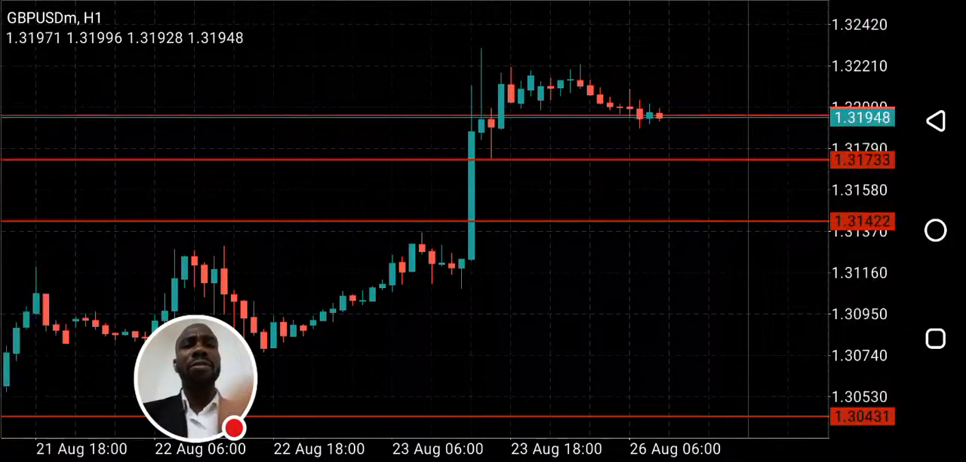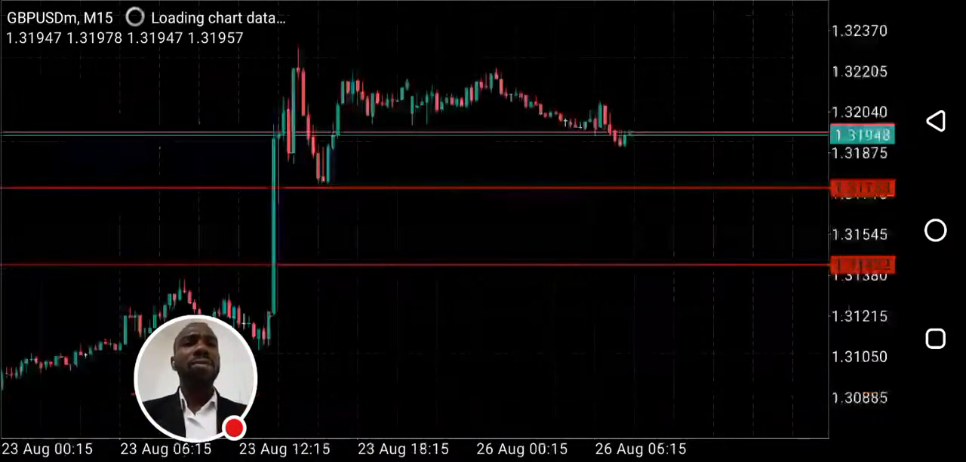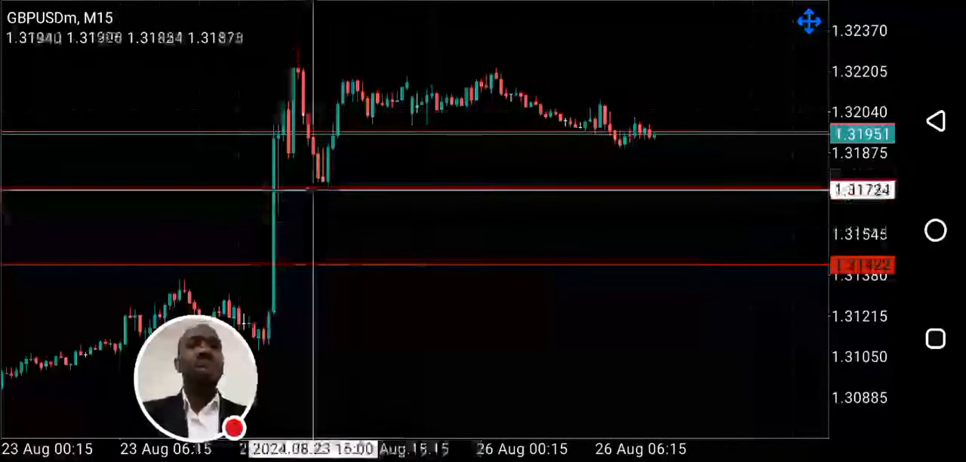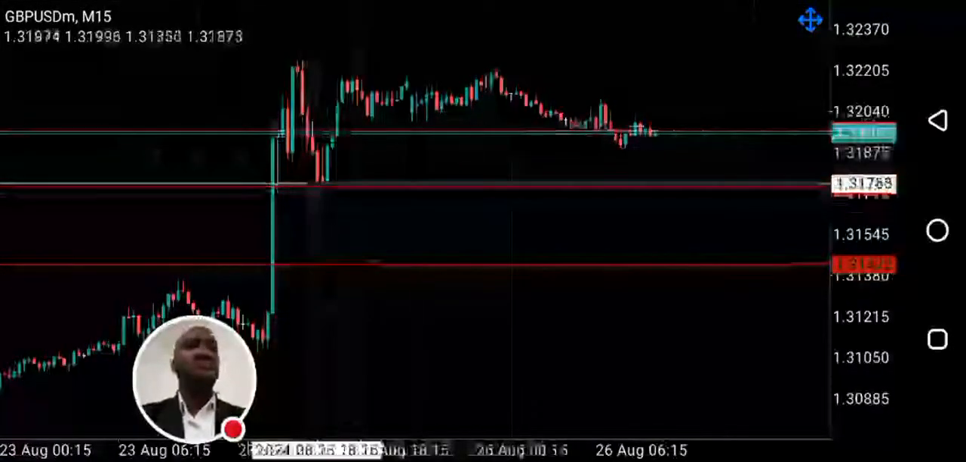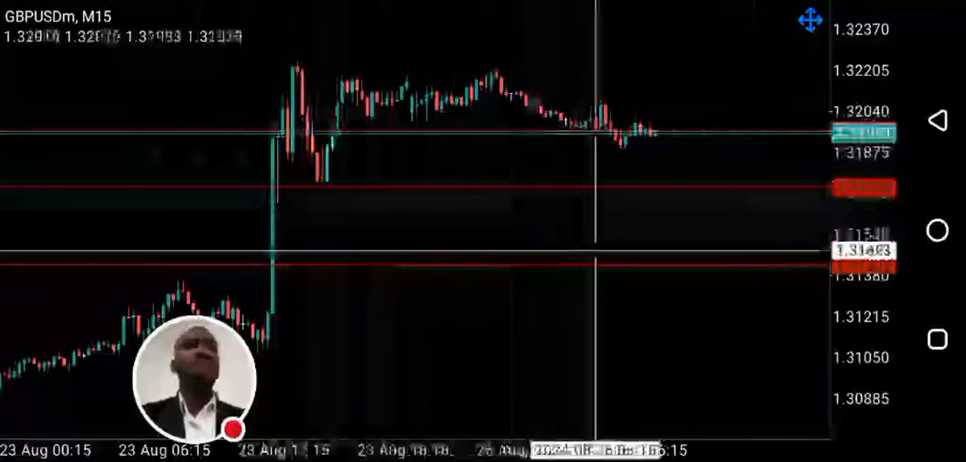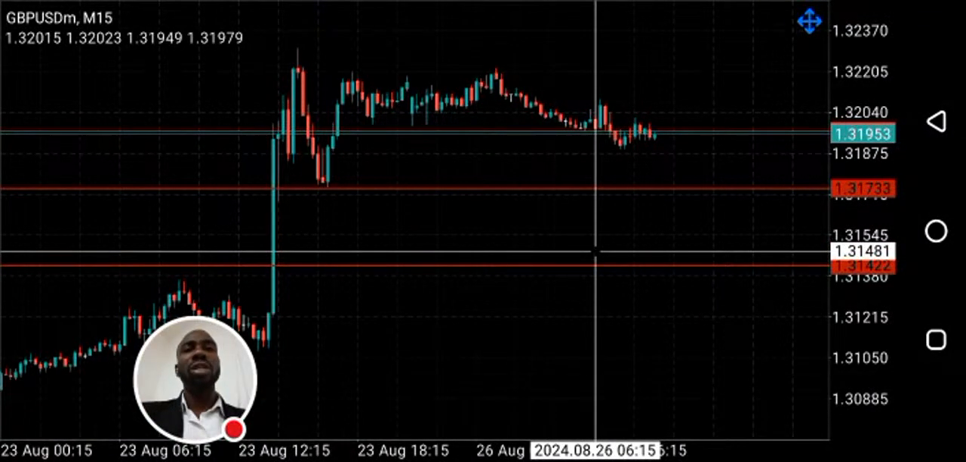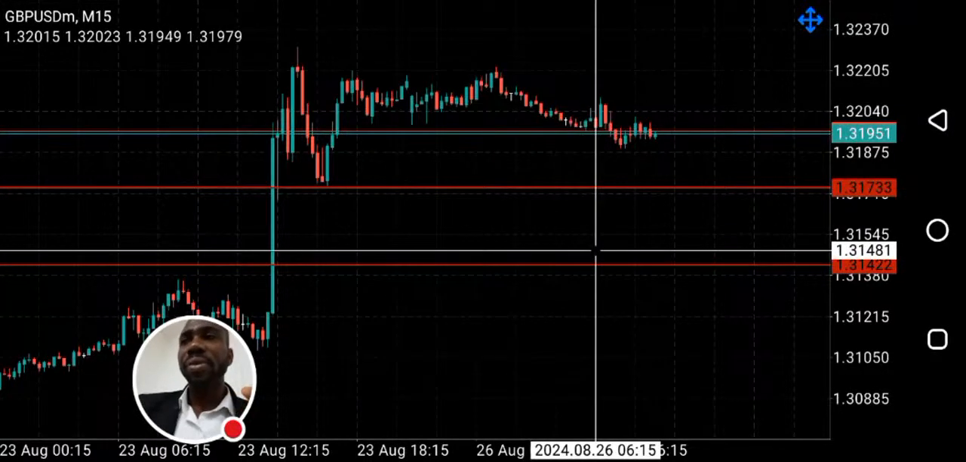Let's just see what's happening on 15 minutes. Okay, so you can see this is the low on 15 minutes. We need the shift in market structure to occur at this level before we go bearish. You can see price has been in a range since the market opened. GU has been in a range, so we need more confirmation before we go bearish on GU. I hope that is clear. So that's the take on GU.